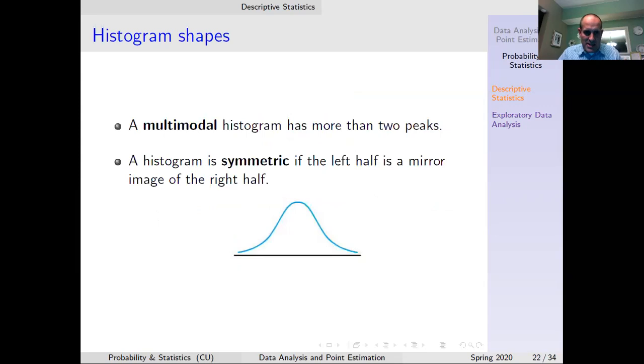Multimodal has more than 2 peaks, and a histogram is symmetric if the left half is a mirror of the right half. If it's symmetric, sometimes you say it's mound-shaped, which means you start to suspect the data is normal. When you graph the data and see that it's symmetrical, you'll have the ability to invoke the central limit theorem with very little data, not necessarily the 30 or more rule that we had certainty with.